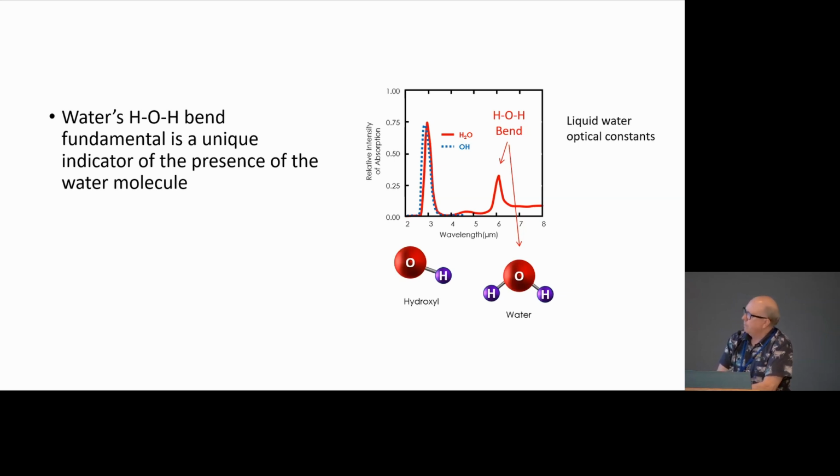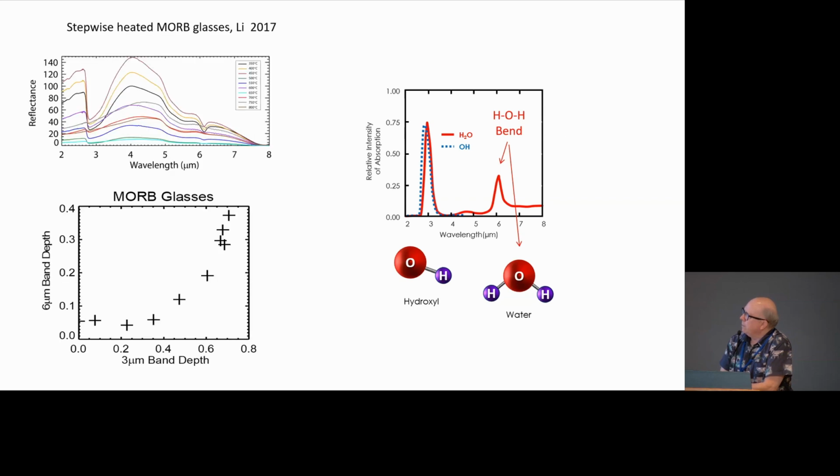at that feature. The advantage of this particular feature is that it's unique to the water molecule, whereas at 3 microns, OH can attach to a number of metals or cations or silicon and mimic the appearance of pure water. So there's some ambiguity that's not inherent in the 6 micron region. We find this absorption feature all over the solar system and in the literature.